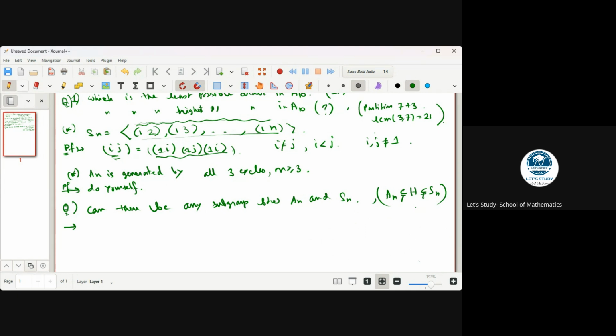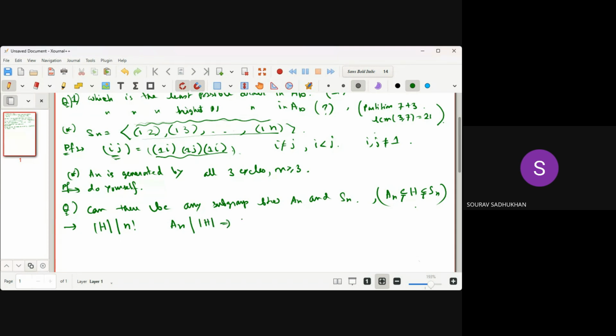I have already stated what is the order of A_n, and you know what is the order of S_n. We don't need that proof. This is just like a one-second proof that there can't exist any subgroup like this. Since H is a subgroup of S_n, by Lagrange's theorem, the order of H divides n factorial. And since A_n is a subgroup of H, n factorial by 2 divides the order of H.